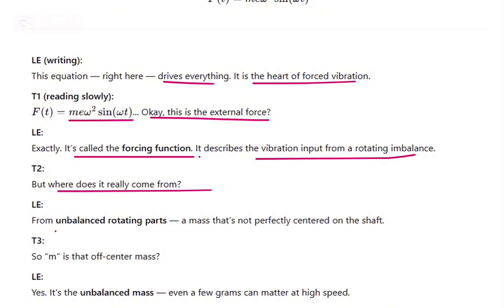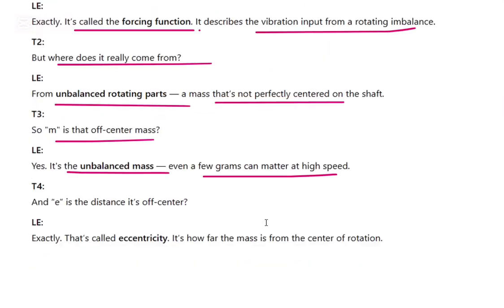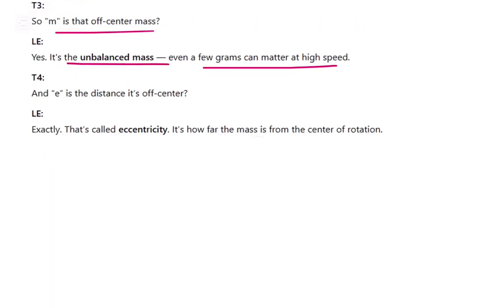Where does it really come from? Unbalanced rotating parts. The mass that's not perfectly centered on the shaft. m is the off-center, unbalanced mass. Even a few grams can matter at high speed. e is the distance it is off center. That's called eccentricity. It's how far the mass is from the center of rotation.